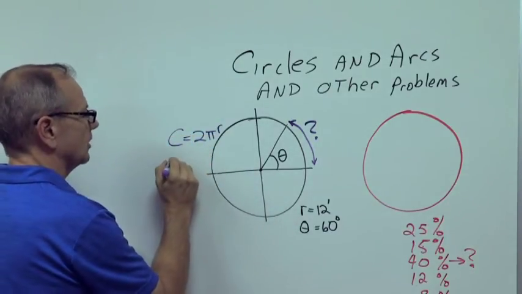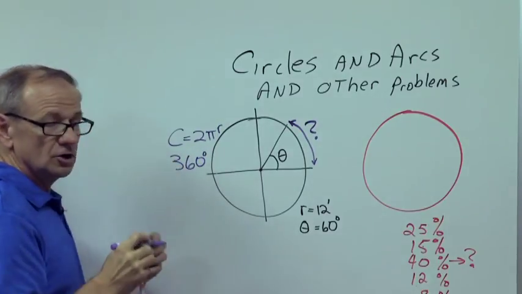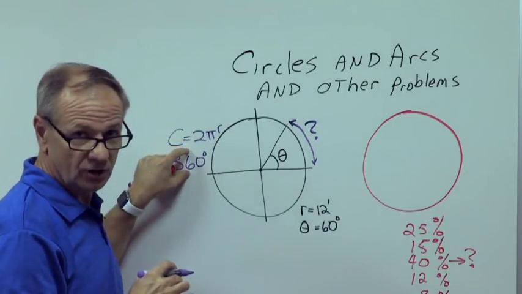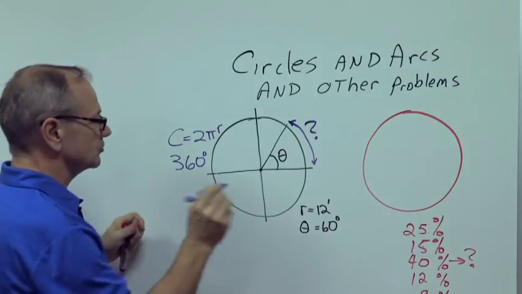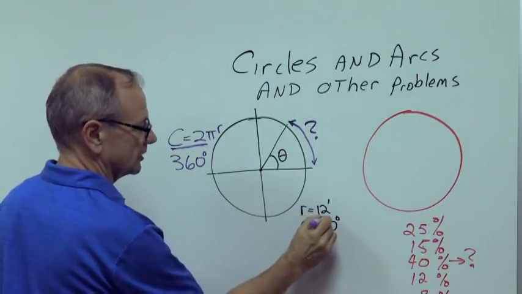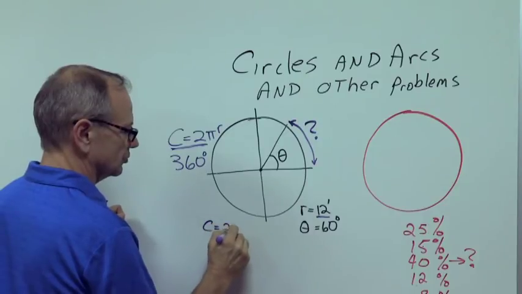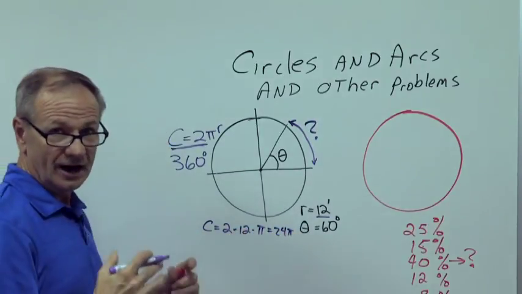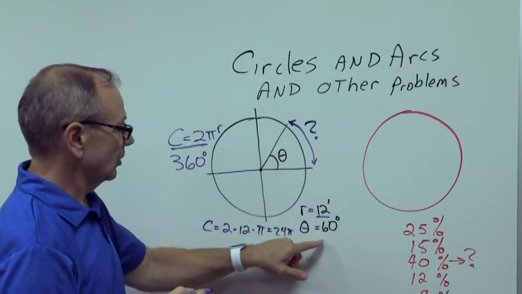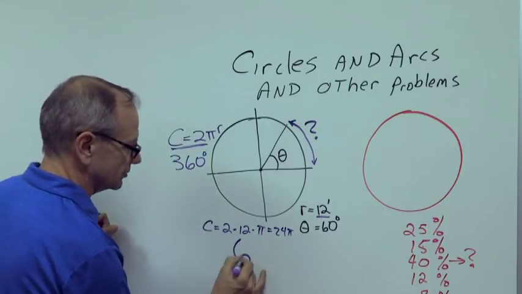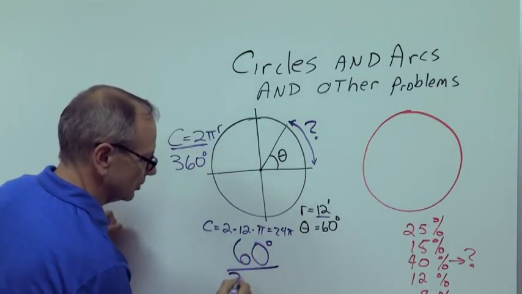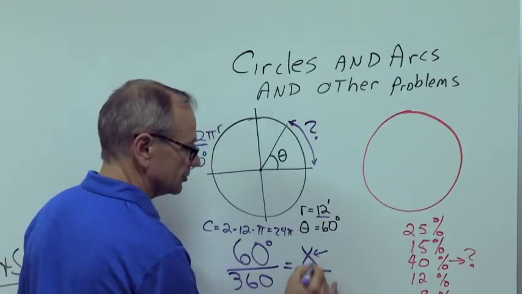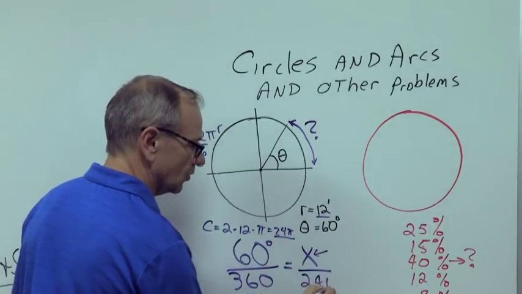Well, a circle also has 360 degrees. So we're going to look at this as what I've got is to the whole, depending on how we split this up. So the first thing I need is my circumference. I have a radius of 12, so my circumference is equal to 2 times 12 times pi, which is equal to 24 pi. Now, I know that this is a 60-degree angle. So to get arc length I'm going to say 60 degrees is to 360 as x, the arc length that I need, is to my total circumference, 24 pi.